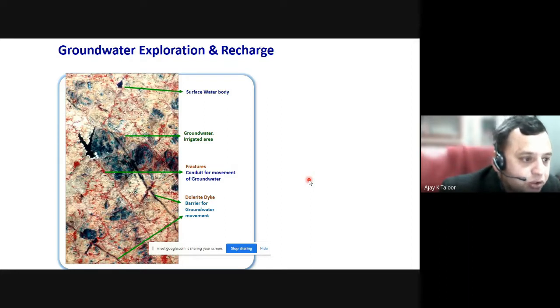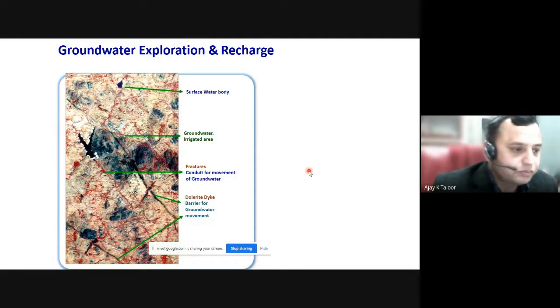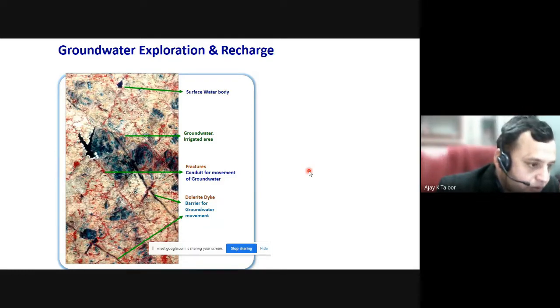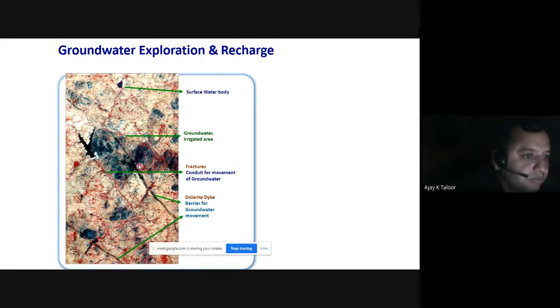So moisture availability is higher in particular regions, or you can say in particular linear patterns. These are pathways for groundwater movement. These are dolomite dikes, which act here as barriers. There is no water, and water is unable to pass through that area. So these are the barriers. These are the conduits for movement of groundwater. From this area, the water moves. This is a particular fault in this area. From the fault area, water moves here. And this is a surface water body.